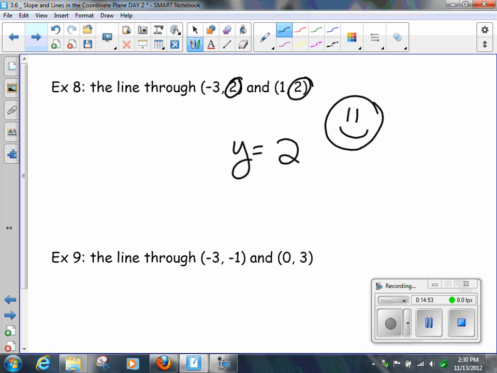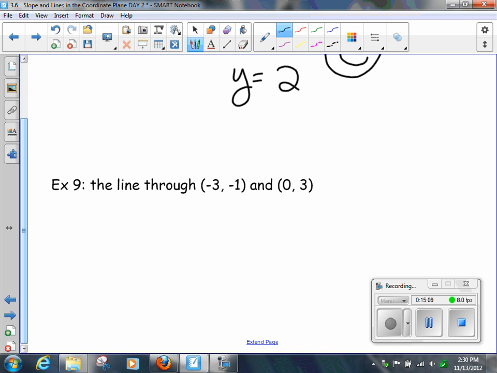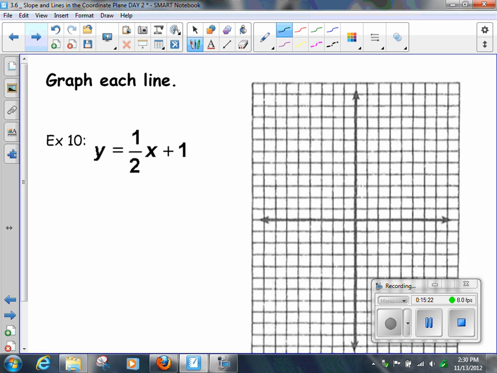I like those. If my y's are the same, my answer is y equals whatever. If my x's are the same, my equation will be x equals whatever. Okay? What about, is there any special trick to 9? Is that just a long version of find the slope, plug in the values, and then write the equation? Okay, guess what? Mark it out. You know how to do these.